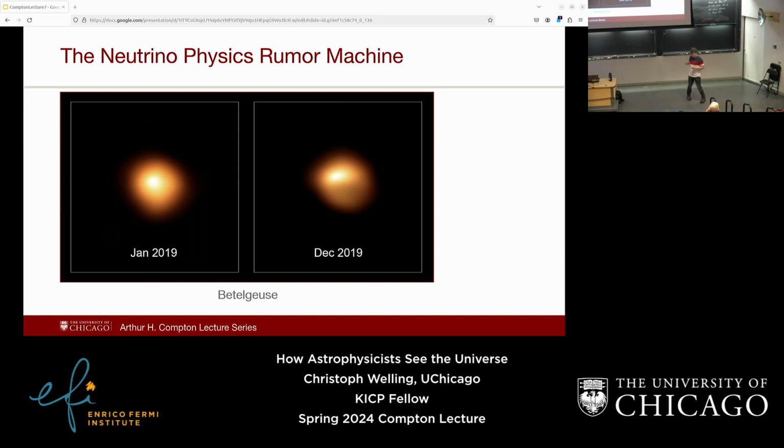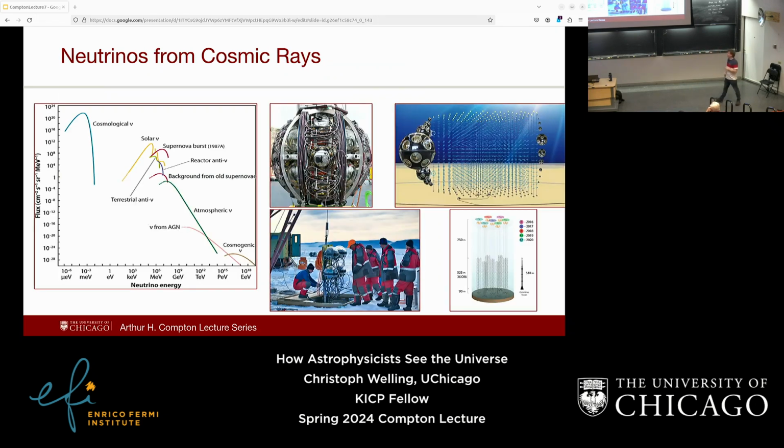So that's neutrinos from stars. Can we go back to our problem with cosmic rays? We still don't know too well where they're coming from. And we would like to use neutrinos to figure out where cosmic rays come from. The idea is basically the same as with gamma rays. You have your cosmic rays being accelerated somewhere, and they will bump into something, and that will produce neutrinos.